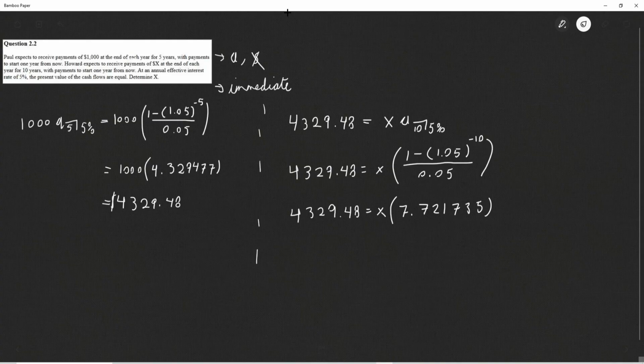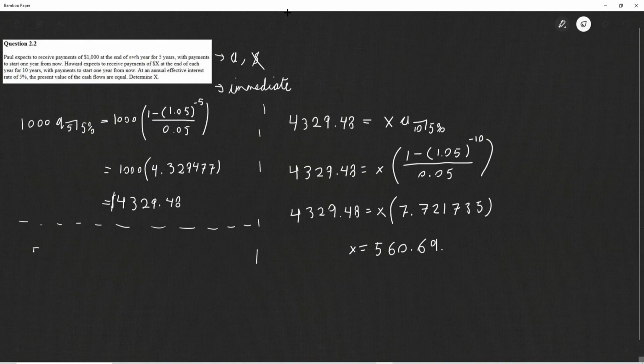Now solving for X, we get X is equal to 4,329.48 divided by 7.72, which gives us 560.69. And now one way to test this is, since we already have our present value for Paul, what we're able to do is just test our present value for Howard with our new number.